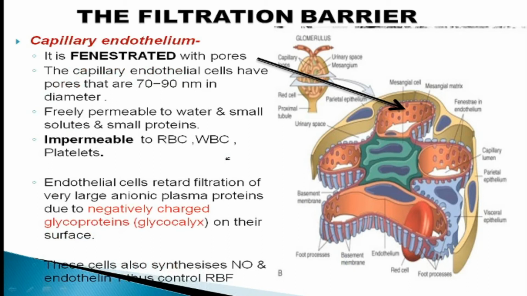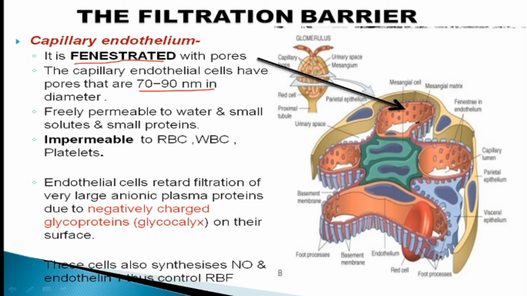The capillary endothelium. Talking about capillary endothelium first, it is highly fenestrated. Point you should remember always, the endothelium is highly fenestrated. As I already told you, the surface area for filtration is very high for the glomerular capillaries. It is highly fenestrated with a pore size of about 70 to 90 nanometers. So the pores are 70 to 90 nanometers, and they are freely permeable to water and small solutes and small proteins. So the glomerular endothelium is freely permeable.